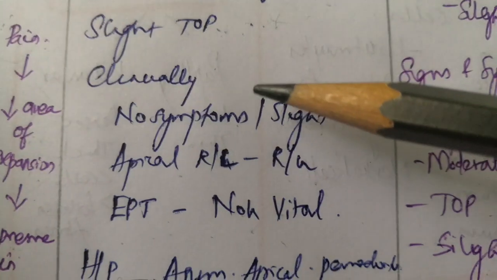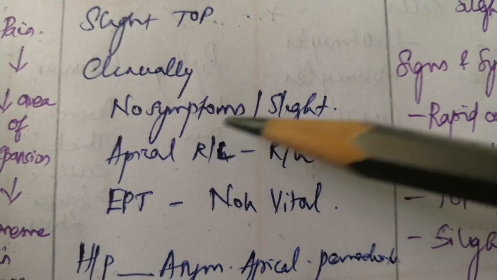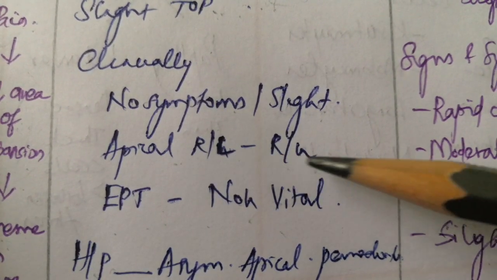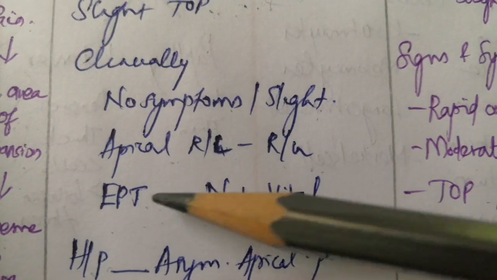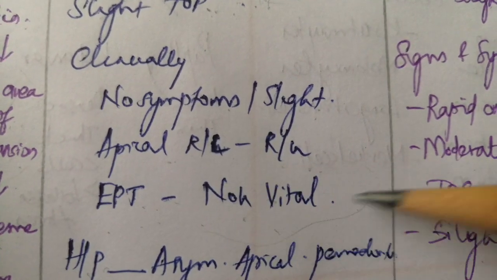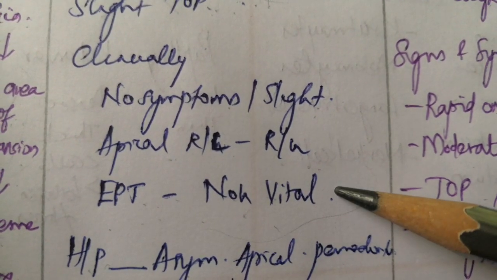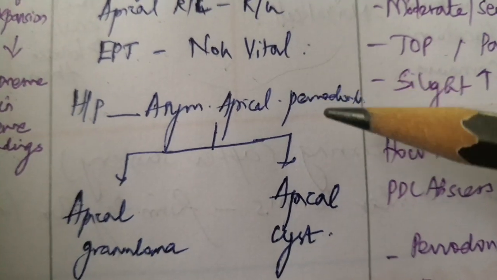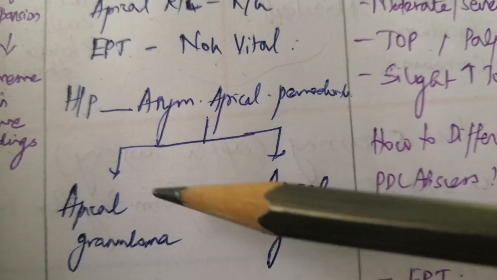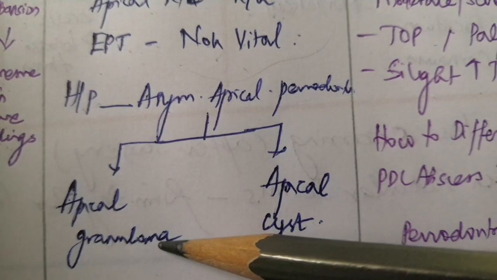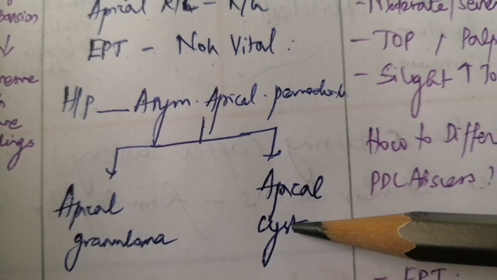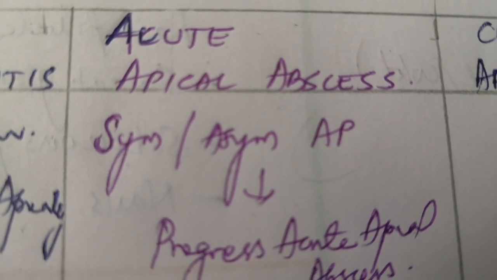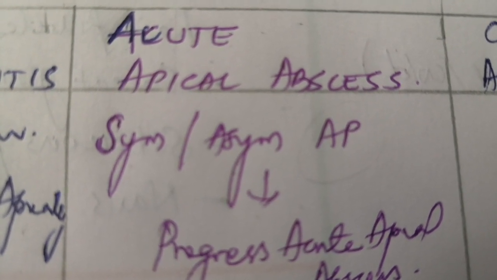Clinically, there will be no symptom or a slight pain, and then apical radiolucency will be present. Electric pulp testing will be negative, that is, the tooth is non-vital. In the histopathological form, asymptomatic apical periodontitis will be either in the granuloma form or a cyst form. The third apical disease we are going to see is the acute apical abscess.